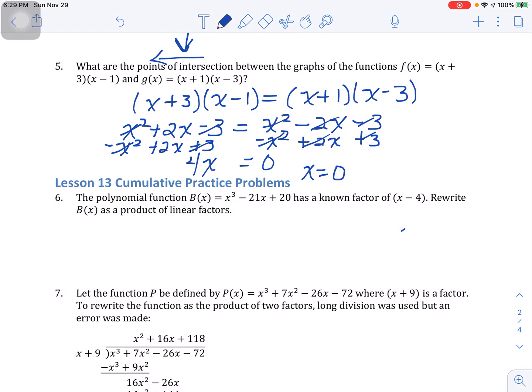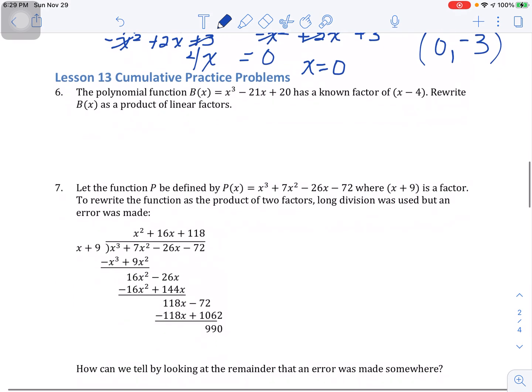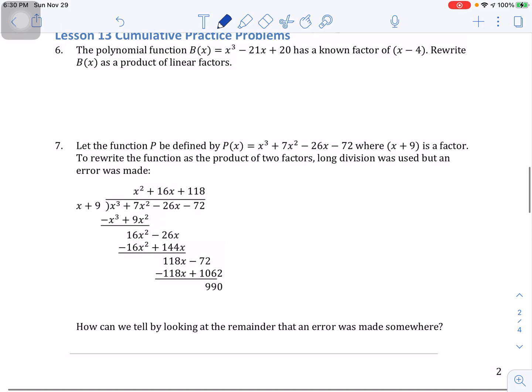That's a point of intersection, so I need the other coordinate. If I put 0 into the function f, say f of 0, I'll get 0 plus 3 times 0 minus 1, which would be 3 times a negative 1, or negative 3. And similarly, if you put that in for x in g of x, you would get a negative 3 as well. So just one intersecting point there.